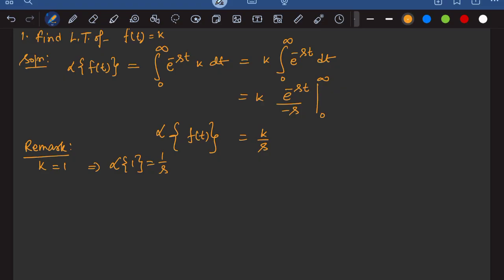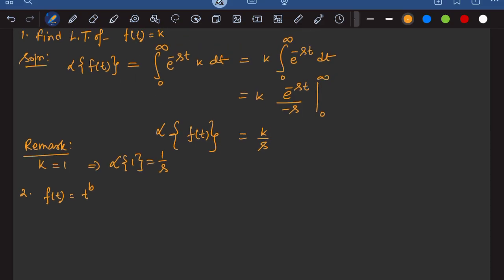Alright, so I got this point that the Laplace transform of 1 is 1 by s. Suppose the Laplace transform of f(t) is equal to t power b; I want this. So see the solution: the Laplace transform of t power b is the integral from 0 to infinity of e power minus st times t power b dt.